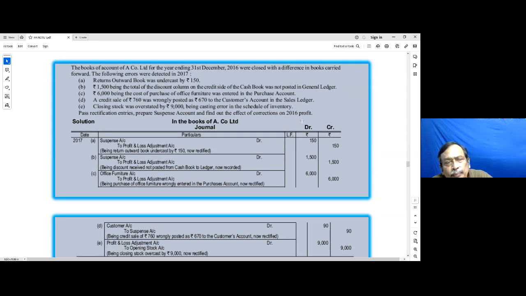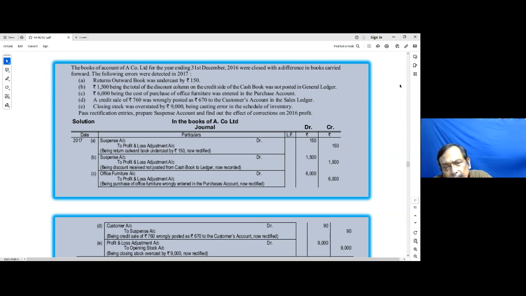Next, rupees 1,500 being the total of the discount column on the credit side of the cash book was not posted in general ledger. So 1,500 in the total of the discount column on the credit side of the cash book. Remember, I have already told you at the time of discussion, discount allowed is debited, discount received is credited, is a nominal account. Hence, what we have done, that is 1,500 being the total of the discount column, that is discount received, was not posted.